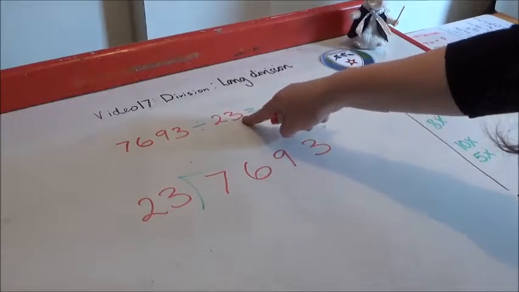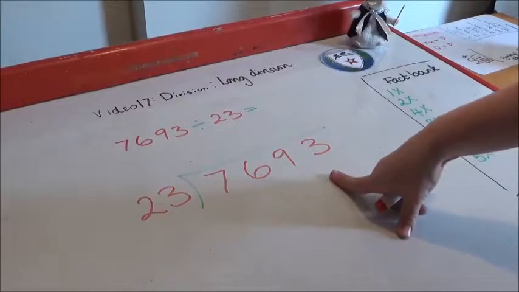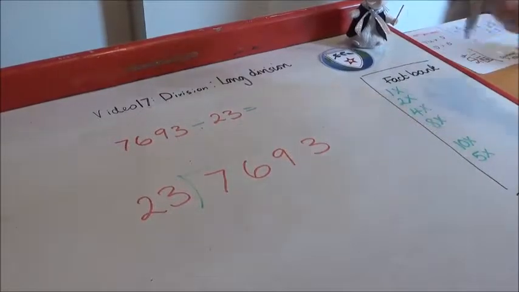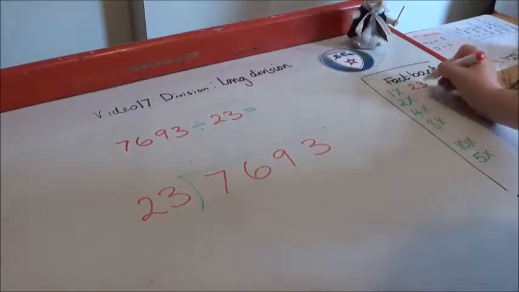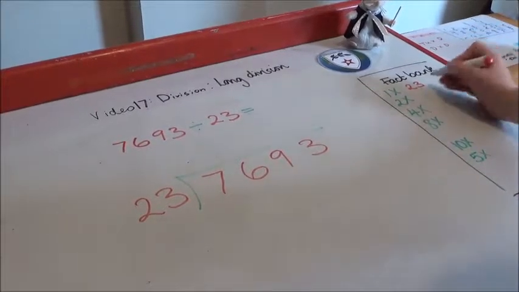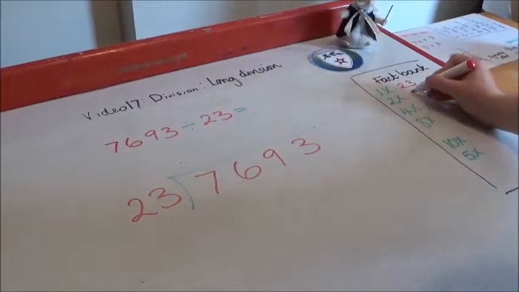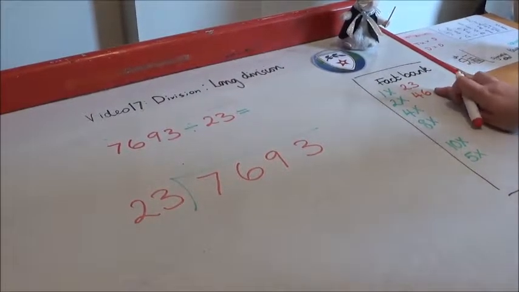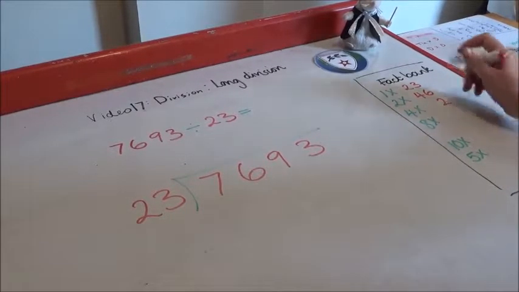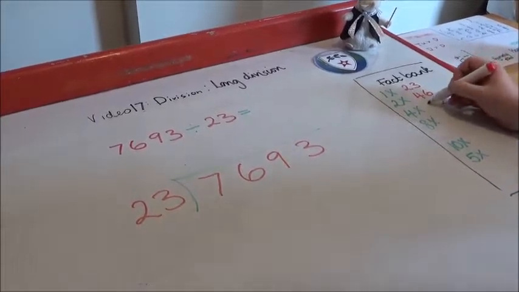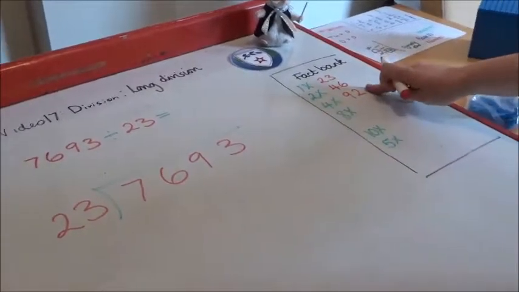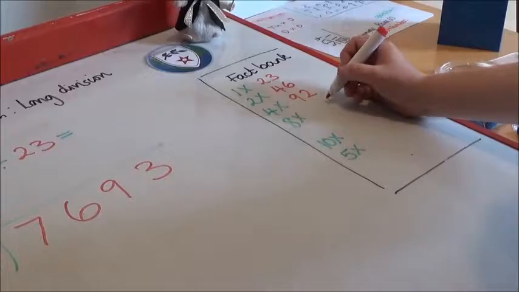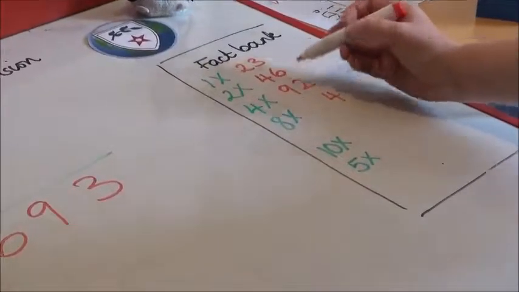7,693 divided by 23. Before we can start with our long division, we're going to go over to our fact bank. So 1 times 23 is 23. 2 times, we're going to double that. So double 3 is 6, double 20 is 40. 4 times, double this again. Double 6 is 12. Double 40 is 80. So it's 92. Double 92 for the 8 times. Double 2 is 4. And double 90 is 180.